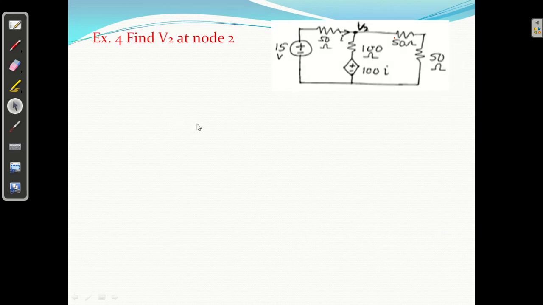Example number 4. In this problem, find the V2 at node 2. Again, if you do this by KVL, there are two loops, but if you do it by KCL, there is only one node. This is connected to ground. So there is only one node, V2. So find V2 at node 2.